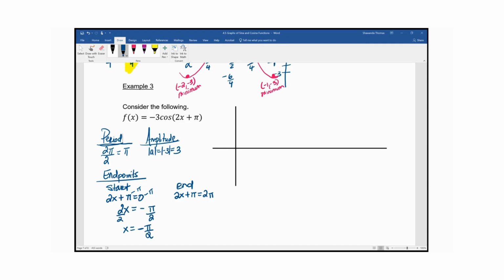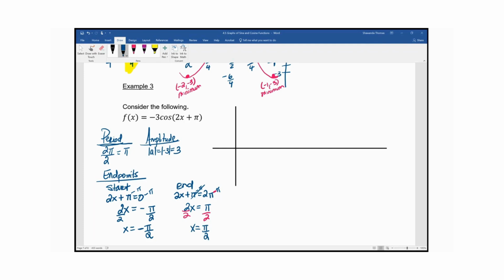All right, here's what we got to do. We got to subtract pi. So 2x equals pi, because 2 pi minus pi is pi, divided by 2. X equals pi/2.